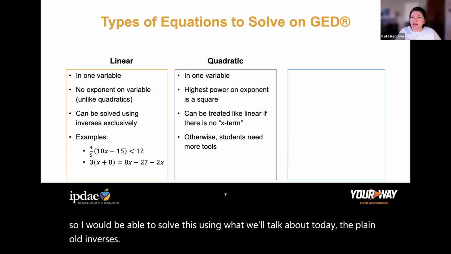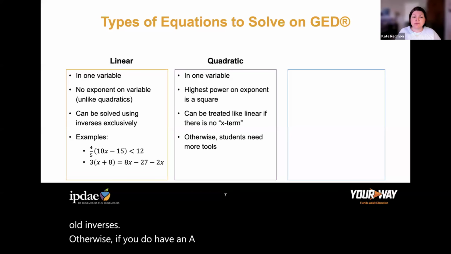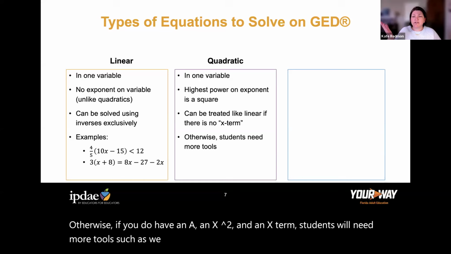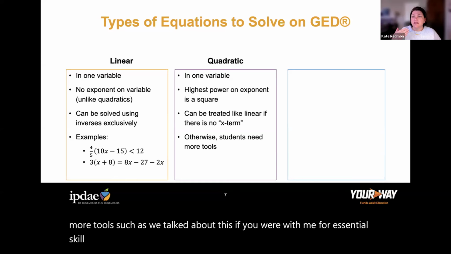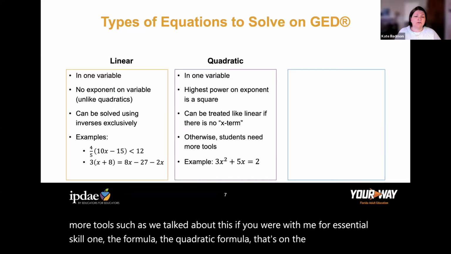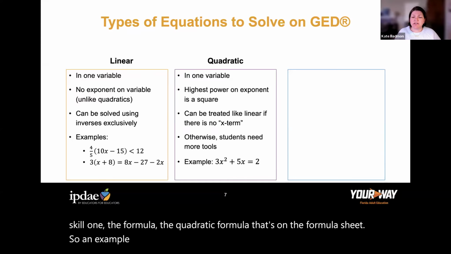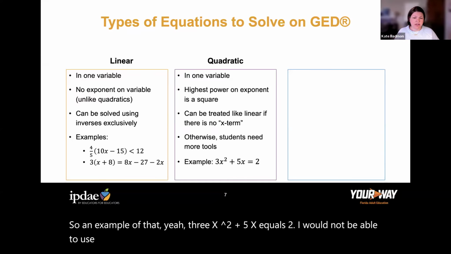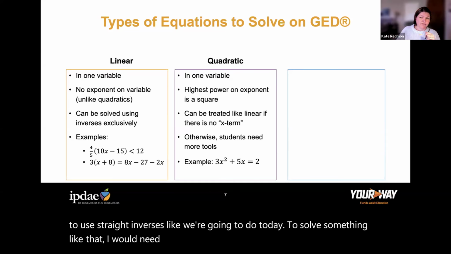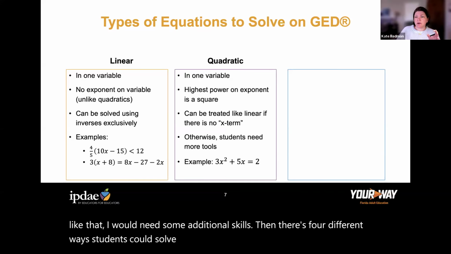Otherwise, if you do have an x squared and an x term, students will need more tools, such as, if you were with me for Essential Skill 1, the quadratic formula that's on the formula sheet. An example of that is 3x squared plus 5x equals 2. I would not be able to use straight inverses like we're going to do today to solve something like that. I would need some additional skills. And there's 4 different ways students could solve those. But those are not the majority of the problems on the GED.